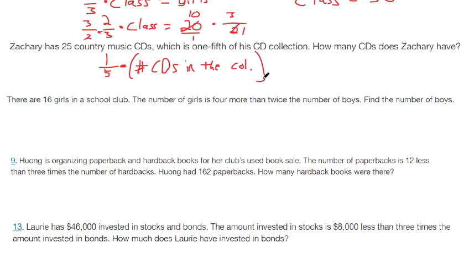I'm going to abbreviate there. If you take 1/5 of the CDs in the collection, it is country CDs. Right? 1/5 of all the CDs in the collection, that makes 25, because there's 25 country CDs. And again, this is an equation. We can solve for the number of CDs by multiplying both sides by the reciprocal. So the reciprocal of 1/5 is 5. That way those are going to cross cancel. And 5 times 25 down there equals 125. So there are 125 total CDs in the collection.